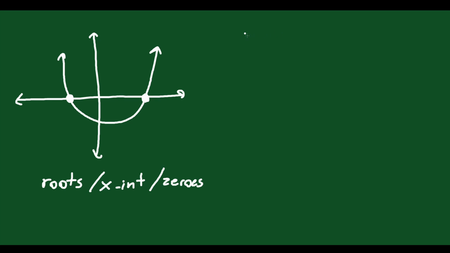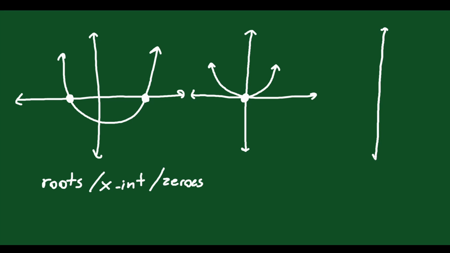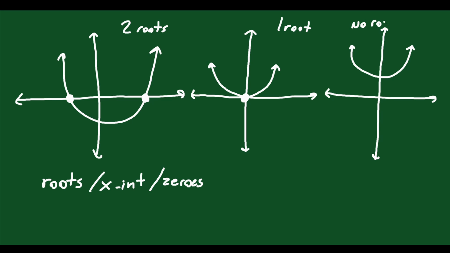But it's possible that a function will not have 2 roots. It's possible you have a function that looks like this, which only has 1 root. It's only touching the x-axis at one single point. And it's also possible that you could have a function that looks like this. It has no roots because it's never touching the x-axis. So you could have 2 roots, 1 root, or no roots. Those are all possibilities when we talk about quadratic functions.